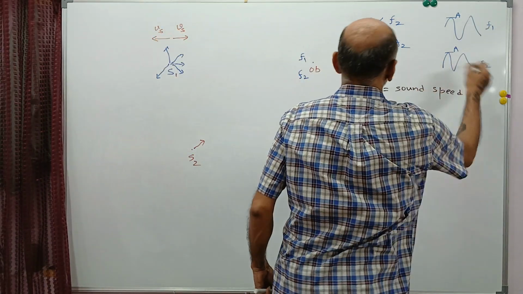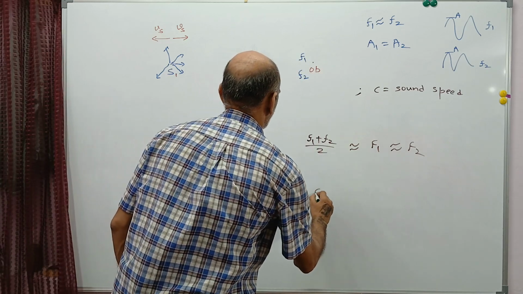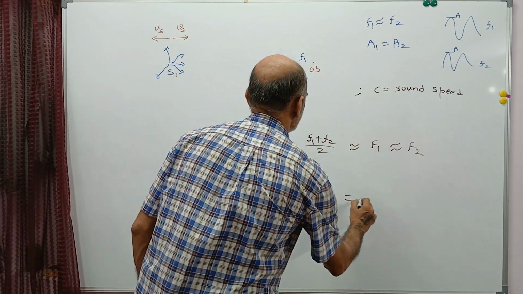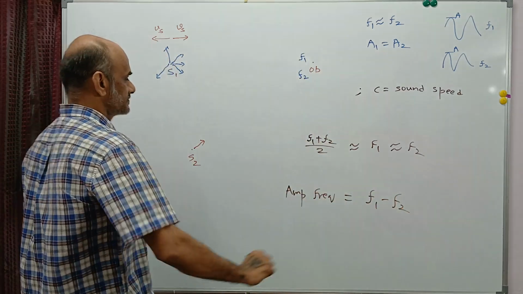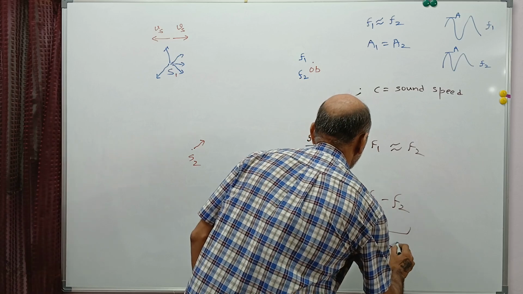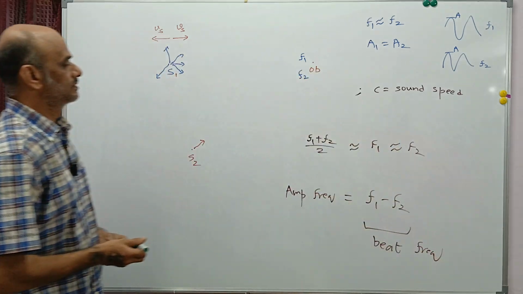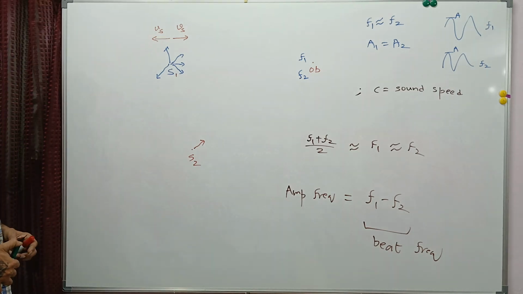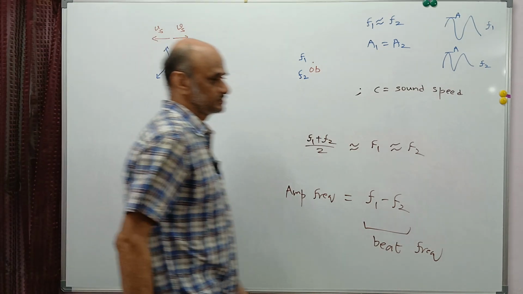Here the amplitude is constant. Here the amplitude will have a frequency. The amplitude frequency will be the difference between the two frequencies F1 and F2. And this frequency is called the beat frequency. So with this basic understanding, you can solve this JEE Advanced question.